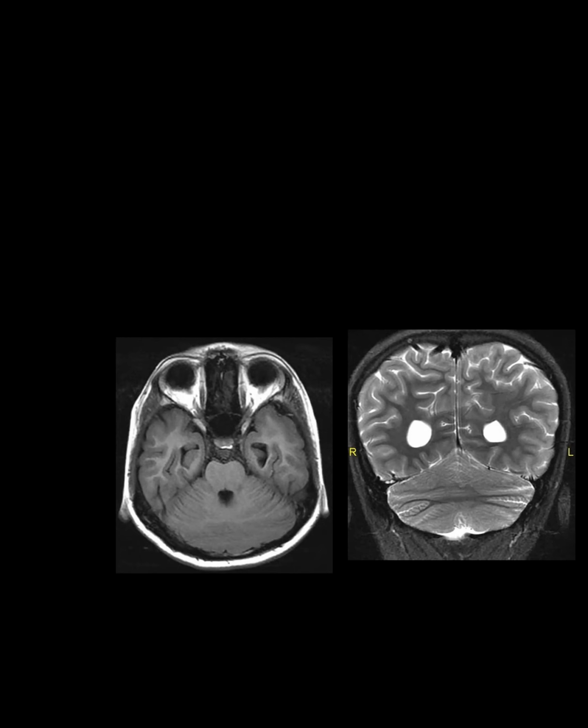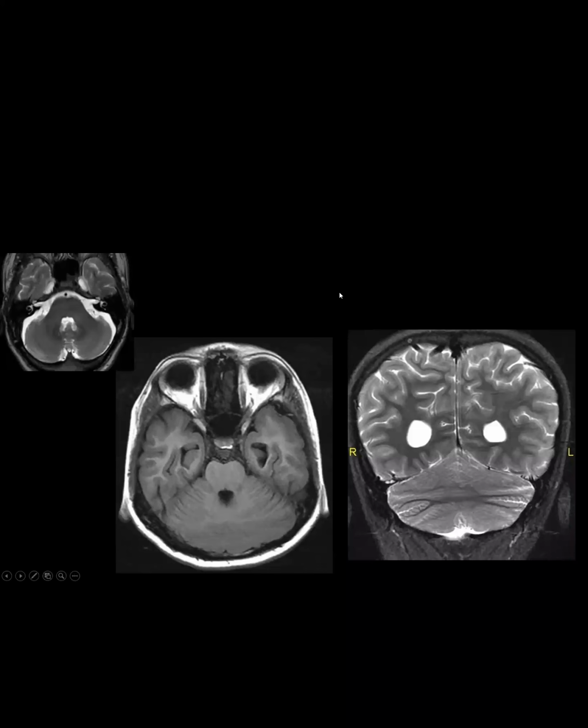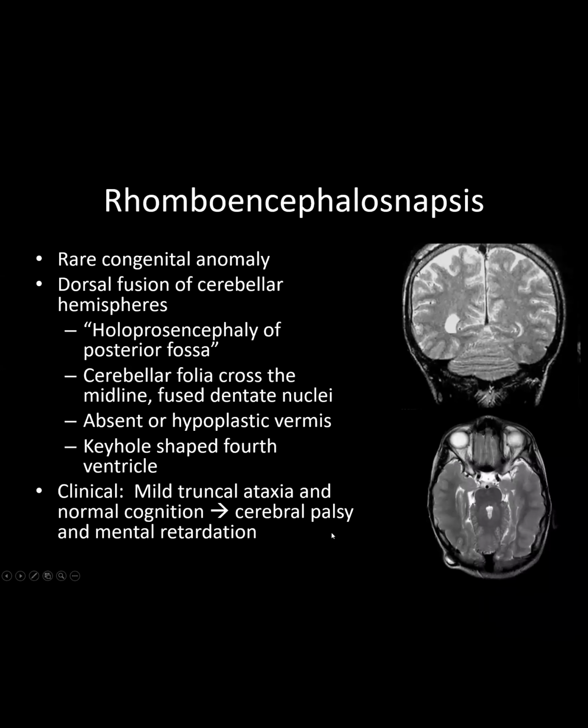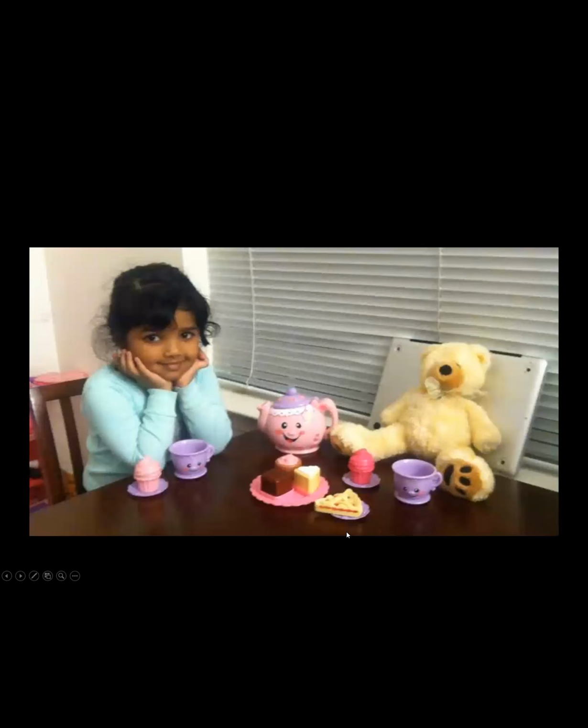It begins with an R. Oh, is that the synapses? Yeah, exactly. This is normal: two cerebellar hemispheres with a vermis in the middle. This is an example of rhombencephalosynapsis, a really long word. It's just fusion of the cerebellar hemispheres without development of the vermis in the midline. So again, you're seeing the white matter tract going straight over without a well-developed vermis, and a keyhole shape of the fourth ventricle.